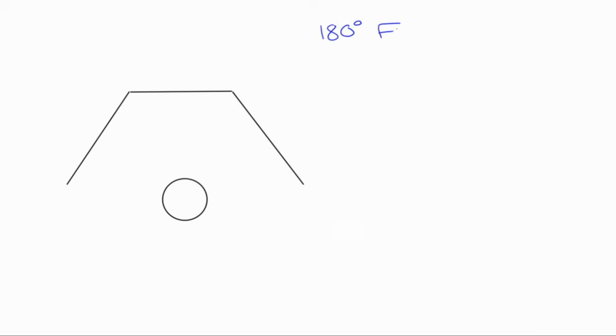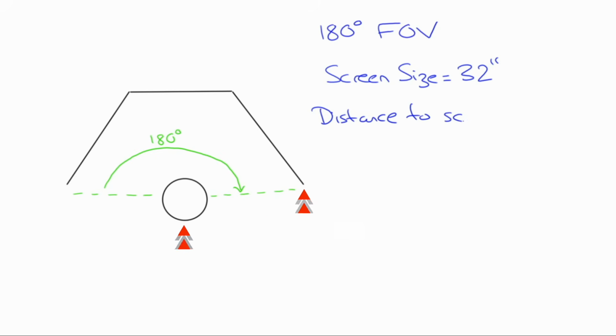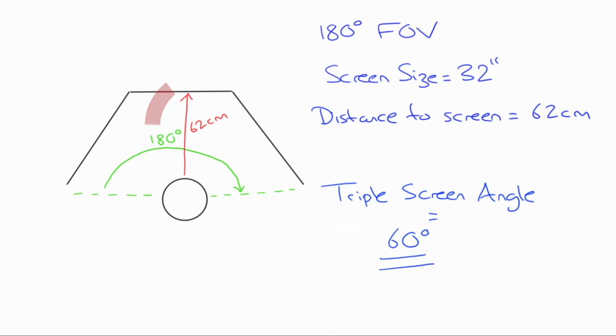To better understand this, let's look at this on a diagram. To achieve a 180-degree field of vision, my eye line needs to be in line with the most proximal edge of the monitor, the circle here illustrating my head. My screen size is 32 inches, adjust this for your own size. The distance from screen is the distance from my eyes to the panel monitor. To achieve my required field of vision, I need to be 62 centimeters away, give or take. And finally, I must make sure that my triple screen angle is set to 60 degrees. This angle will differ for yourself depending on what you got in the tool.